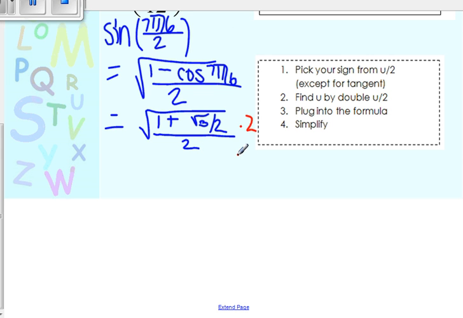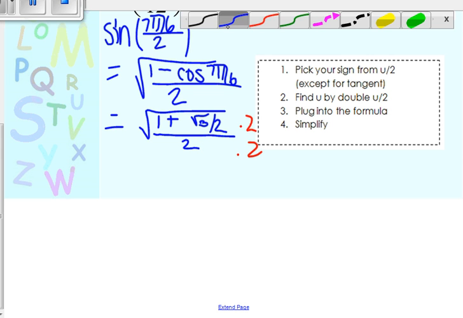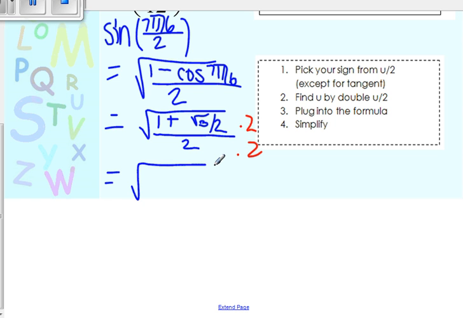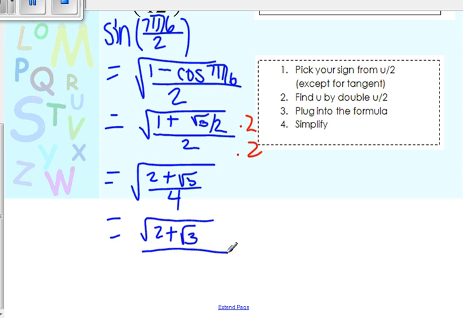Get rid of that 2 by multiplying the top and the bottom by 2. So we're going to get 2 plus the square root of 3 over 4, and then 2 plus the square root of 3 over 2 as our final answer there.